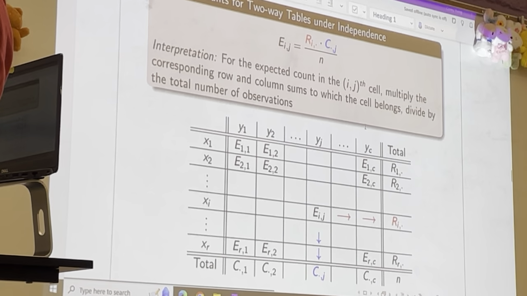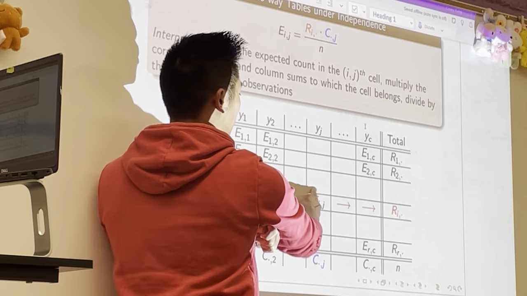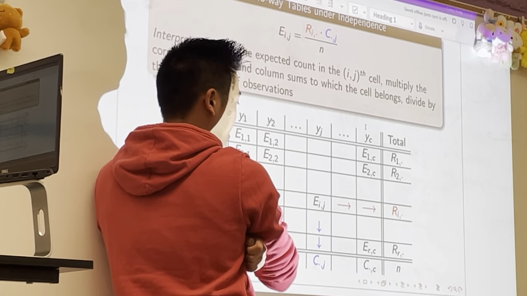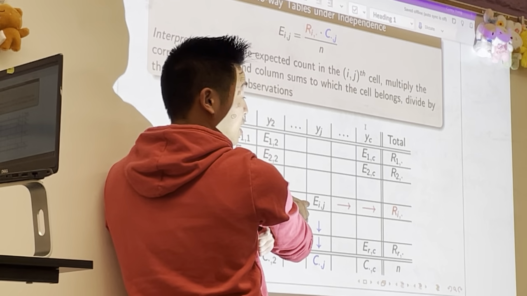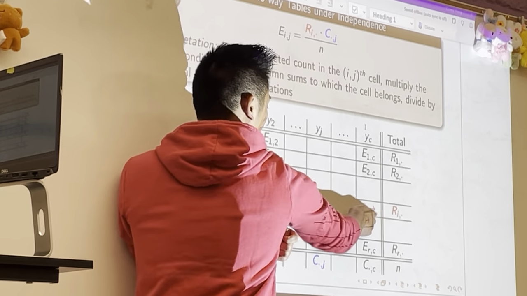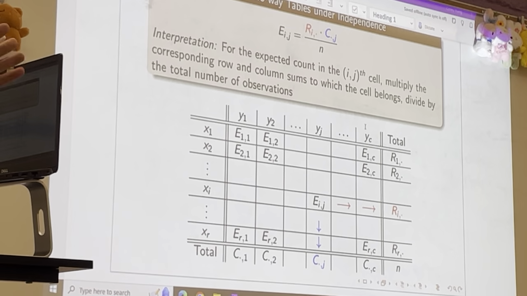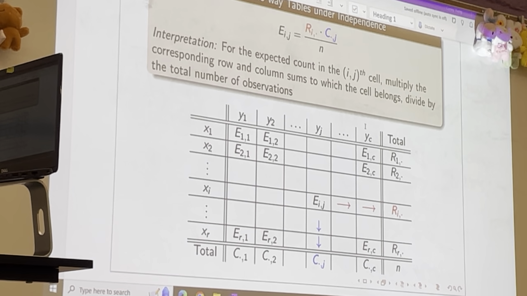All right, so here's the expected value. So if you want to find the expected value of this cell, whatever i and j are, it could work for any of these other ones, you just find the row sum to which this cell belongs, you find the column sum to which this cell belongs, you multiply those guys, and you just divide by the total number of observations in the table. Okay? That's how you find the expected value for every cell in the two-way table. So that's how you find expected counts.